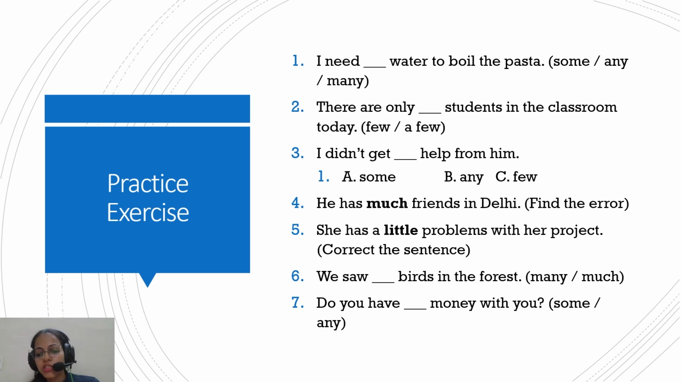We saw dash birds in the forest. We saw much birds in the forest. Right? Much? Of course not. Birds is countable. So we will say many. So we saw many birds in the forest.